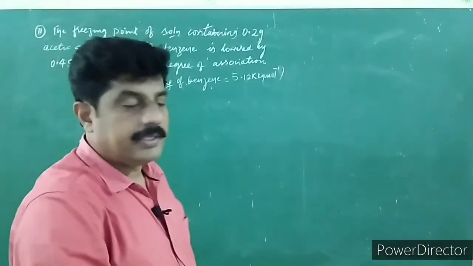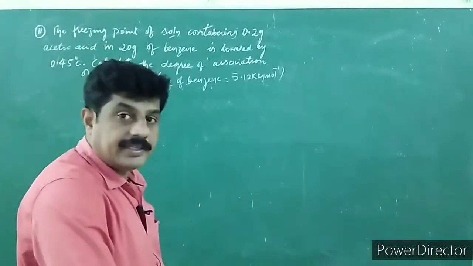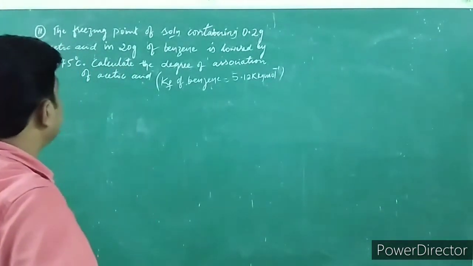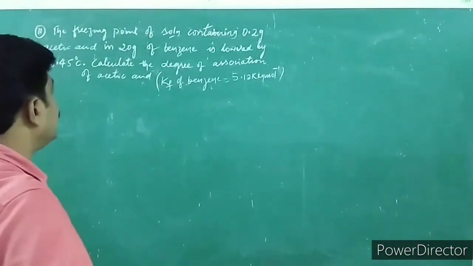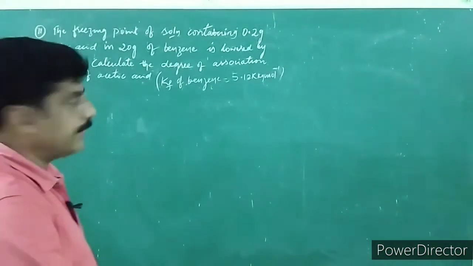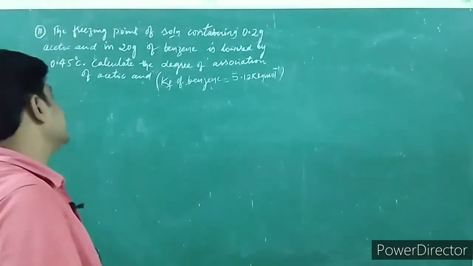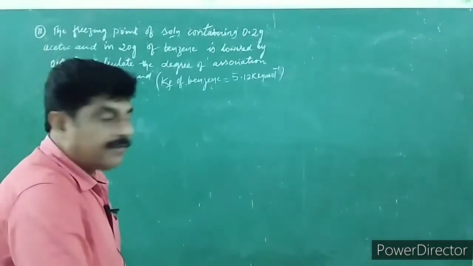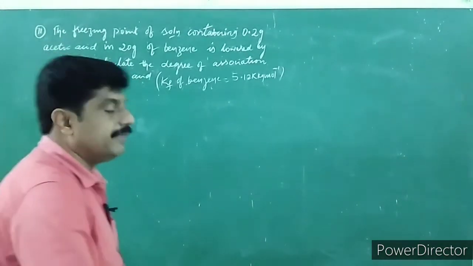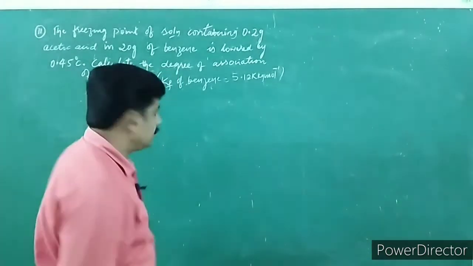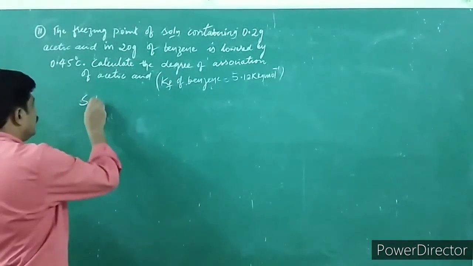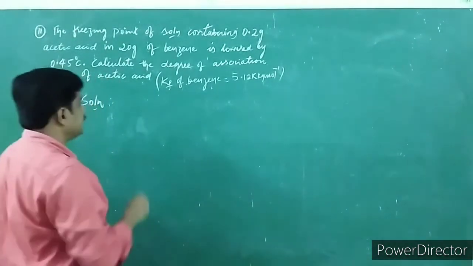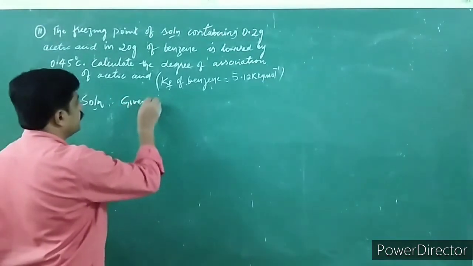Let me take up the similar type of numerical which has been given in the board examination. Children, let me take up the last numerical under Van 't Hoff factor involving association. The freezing point of a solution containing 0.2 grams of acetic acid in 20 grams of benzene is lowered by 0.45 degrees Celsius. Calculate the degree of association of acetic acid. Given Kf of benzene is equal to 5.12 Kelvin kg per mole. Children, again it's a very simple numerical and which is similar to that of the last numerical you solved for benzoic acid. So let me write down the given data.